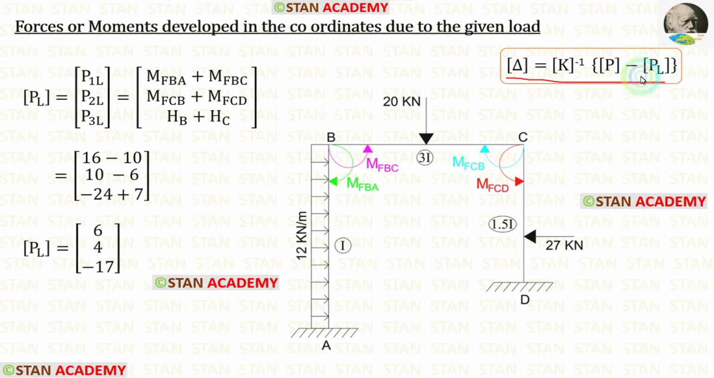In this formula, now let us find PL matrix. Our first coordinate is in the point B. In the point B, we have found two fixed end moments, M of BA and M of BC. We have to add both of them. After adding, we are getting 6. Our second coordinate is in the point C. In the point C, we have found two fixed end moments, M of CB and M of CD. We have to add both of them. After adding, we are getting 4.